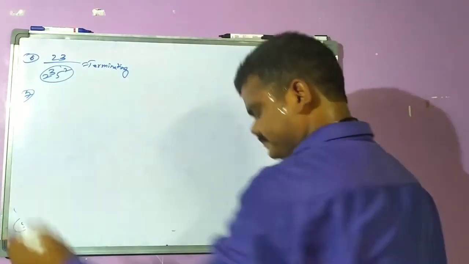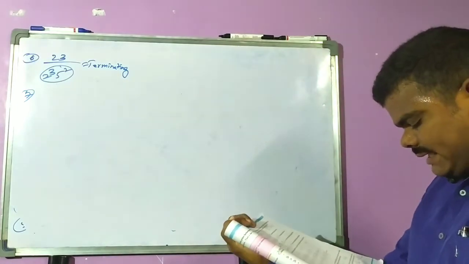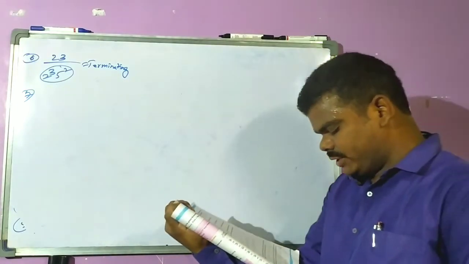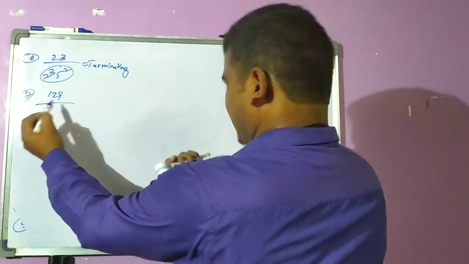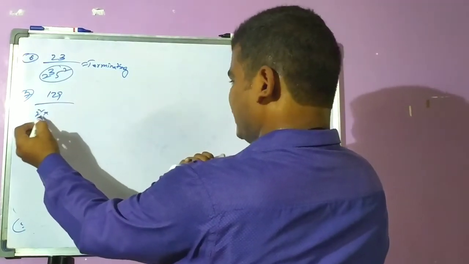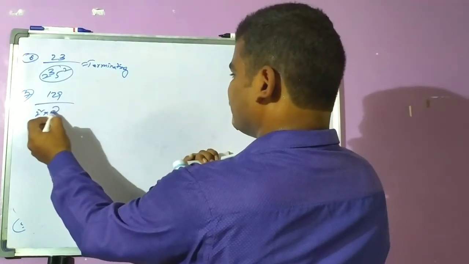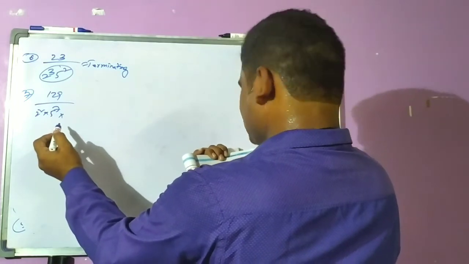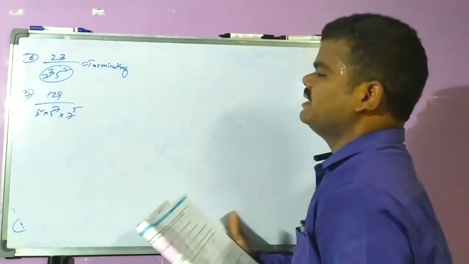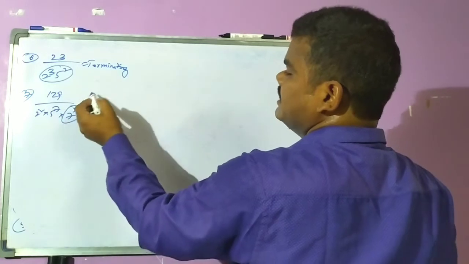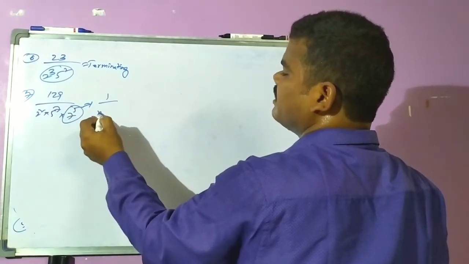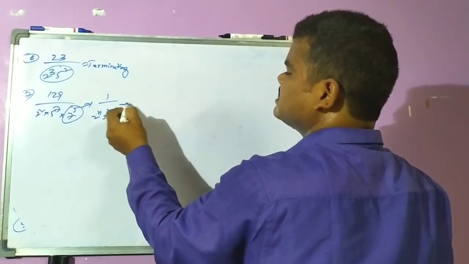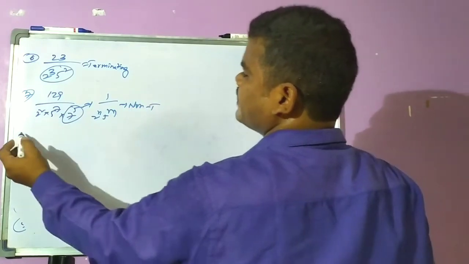Next one, seventh one. 29 by 2 square into 5 power 7 into 7 to the power of 5. Here 7 to the power of 5 is there, no? It does not exist in 2 power n into 5 power m. So this is non-terminating decimal expansion.